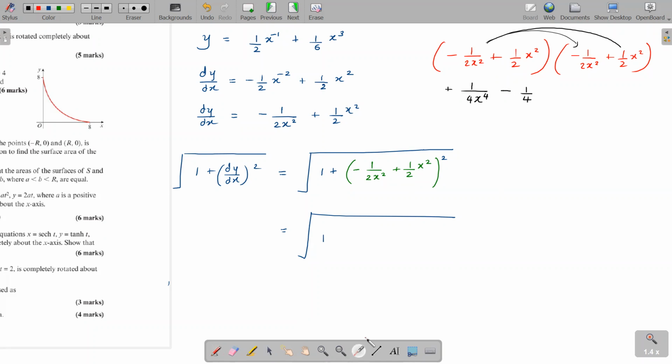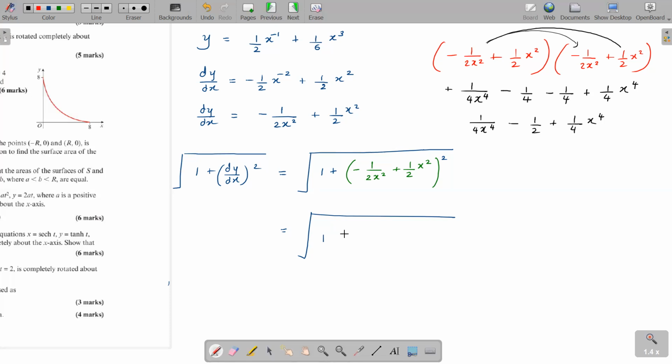Minus 1 over 2 into plus 1 over 2 is minus 1 over 4. The x square in the denominator and the x square in the numerator will cancel. The next one, half x square into minus is minus 1 over 4. Again, the x square in the numerator and the x square in the denominator will cancel. And finally, plus half into half is 1 over 4. X square into x square is x to the power 4. So I end up getting 1 over 4x to the power 4 minus 1 over 4 and minus 1 over 4 is minus half plus 1 over 4x to the power 4.